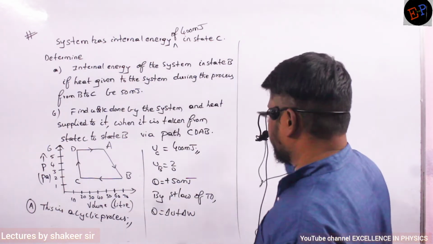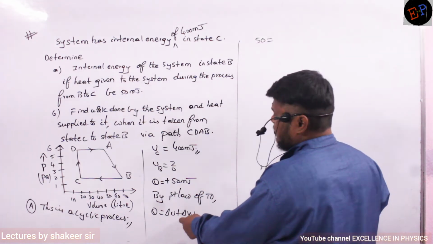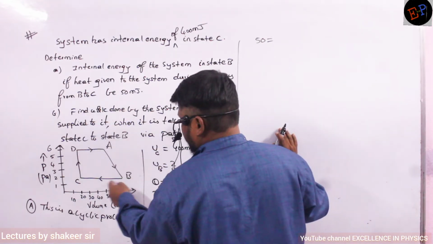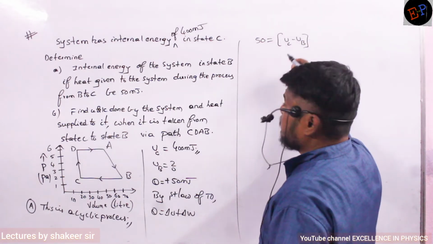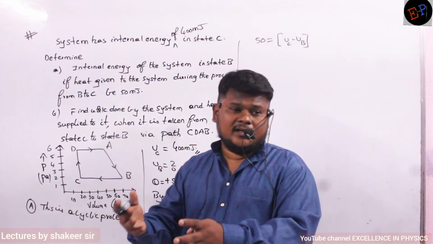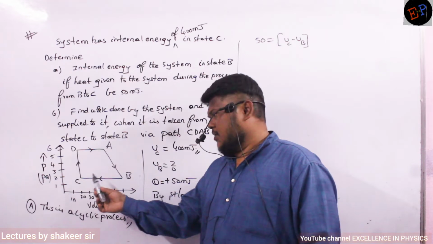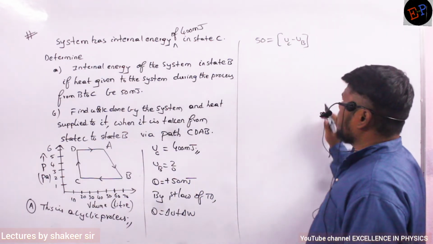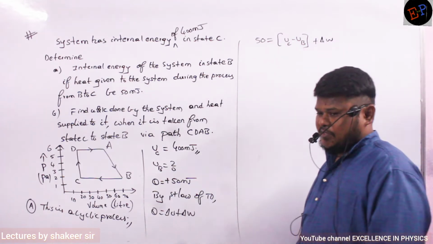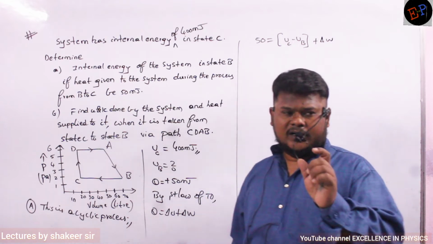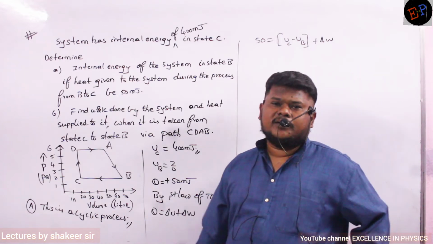So what is Q here? Q is nothing but 50 plus 50. Delta U: which process are we doing? We are moving from B to C, no? So internal energy change I can write as UC minus UB. Change in internal energy means final internal energy minus initial internal energy. Final internal energy is the internal energy at C. Initial means at B. So UC minus UB plus delta W. Now delta W is how much? How can I calculate delta W? If I know delta W, definitely I can calculate the internal energy at B.